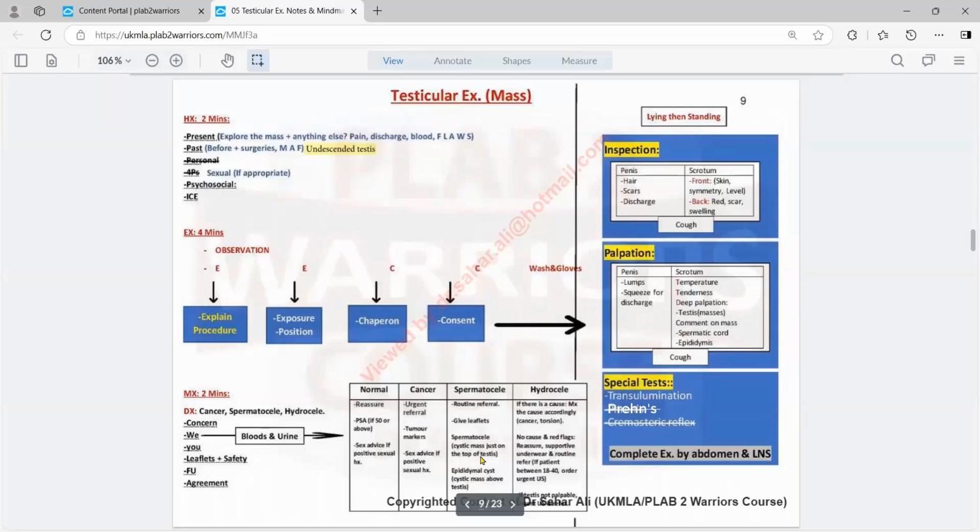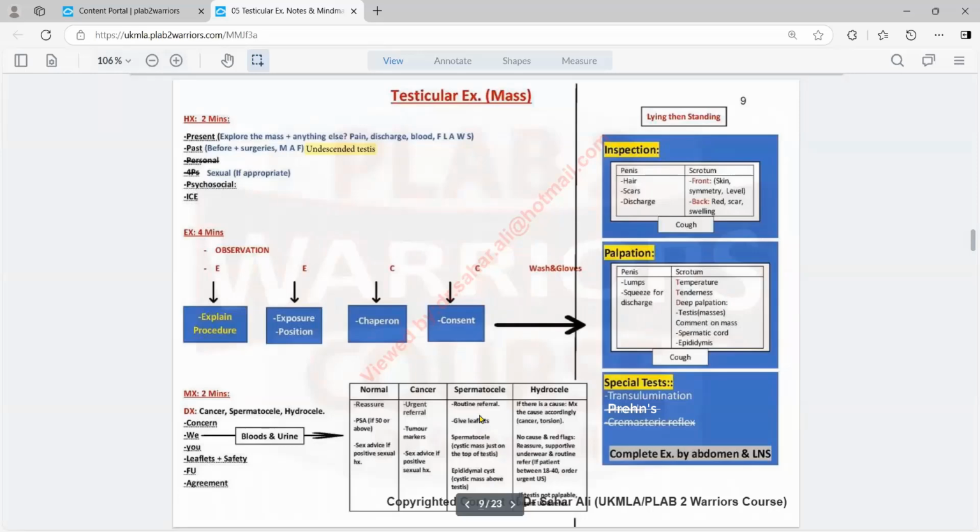All right, doctors, if you didn't manage to differentiate whether it is a spermatocele or an epididymal cyst, just say: I found a cystic mass above the testis. I'm thinking of two main things: spermatocele or epididymal cyst. Both of them are cystic masses and they are benign. Don't worry about them. Let's talk about the management.